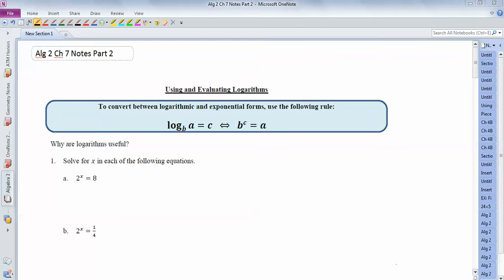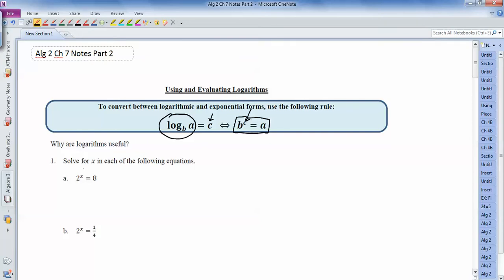Okay, so let's look at the Chapter 7 notes second handout. This one is at the top of the page. It should say using and evaluating logarithms. And remember, we've learned that if you have an exponential form, like b to the c equals a, you can turn it into this other form right over here, logarithmic form, log base b of a equals c. The reason that's useful is because you can plug stuff like this into your calculator and figure out what c is. So it's most useful when you start out with an equation like this and you need the c. It's when you're solving for an exponent that you're going to need logs.